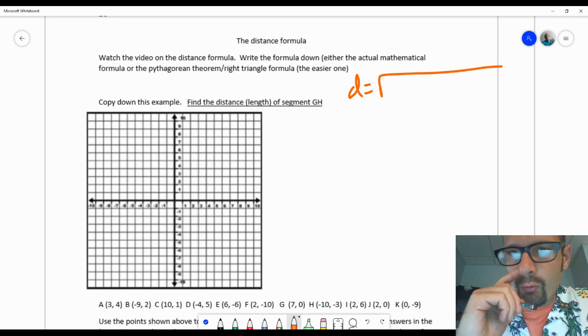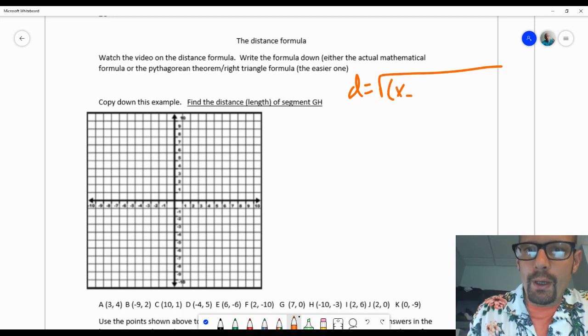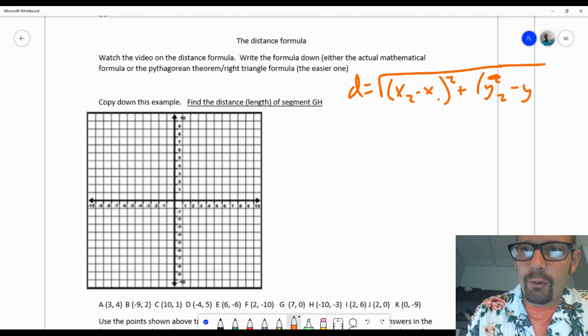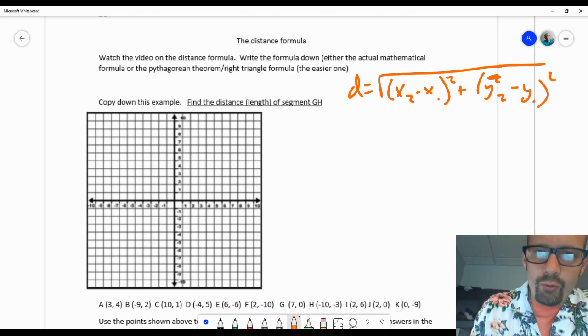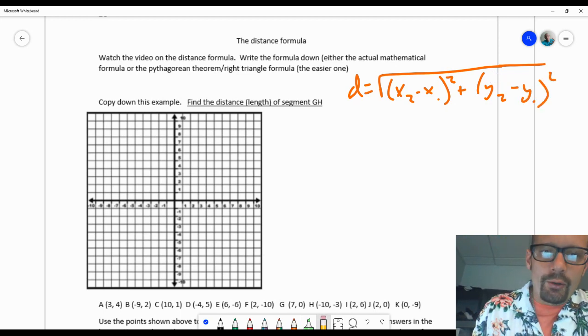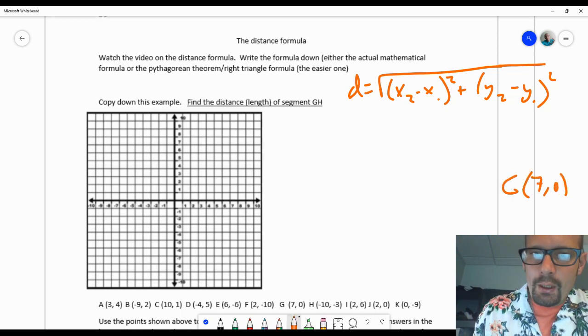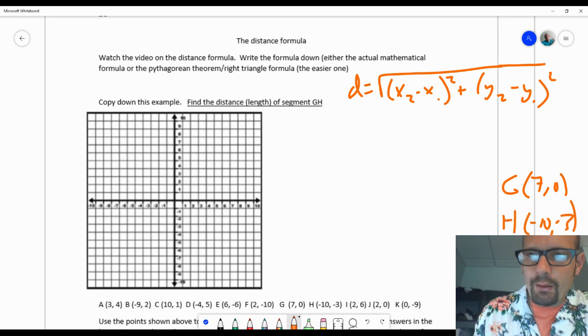It's a big square root of x2 minus x1 squared plus y2 minus y1 squared. So here we want to try to find a segment of length GH. G we have 7, 0. H we have -10, -3.